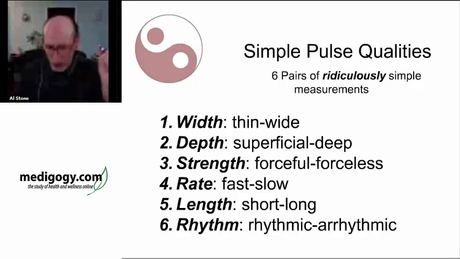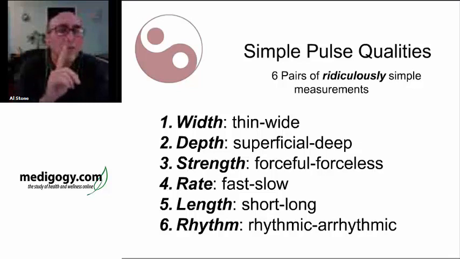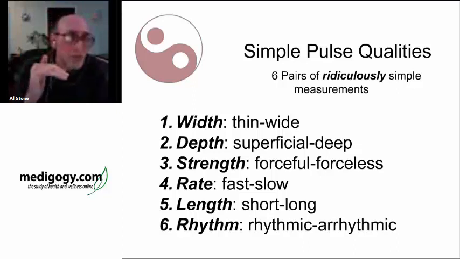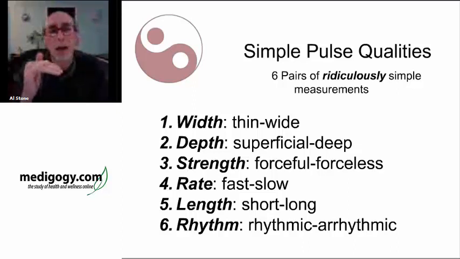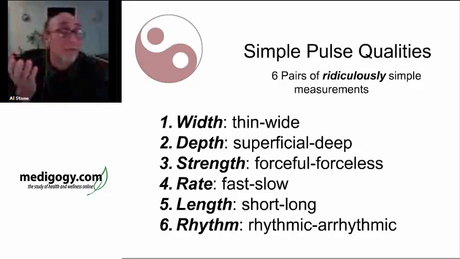The most important thing you can do with pulse diagnosis is start breaking things up into simple pairs. Now, these first 6, there's 3 more on the next slide. These first 6 are really quantifiable. It doesn't take a lot of practice to really understand the difference between thin and wide, superficial or floating, and deep or sunken, depending on the terms that you choose. Strength, forceful and forceless. Does it really push through, or is it kind of weak as it passes by? Is the rate fast or slow? A simple clock can tell you that.